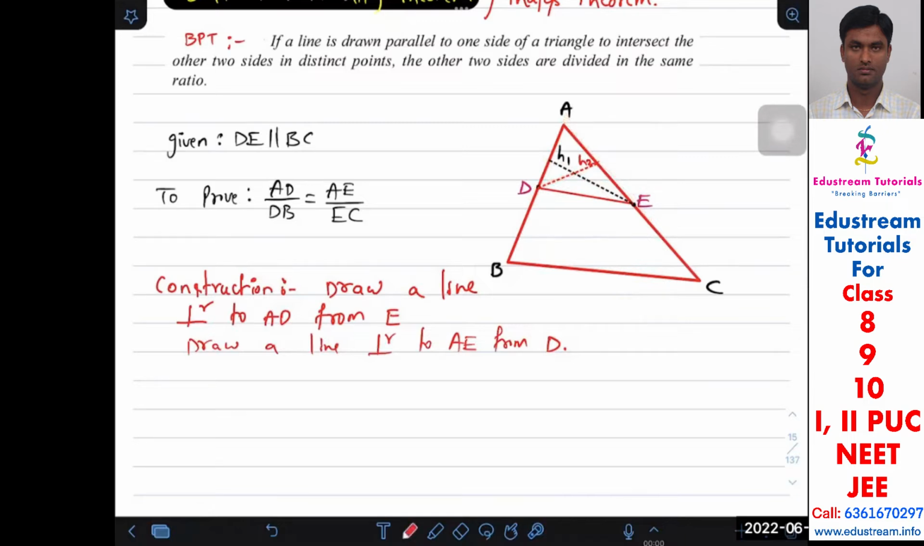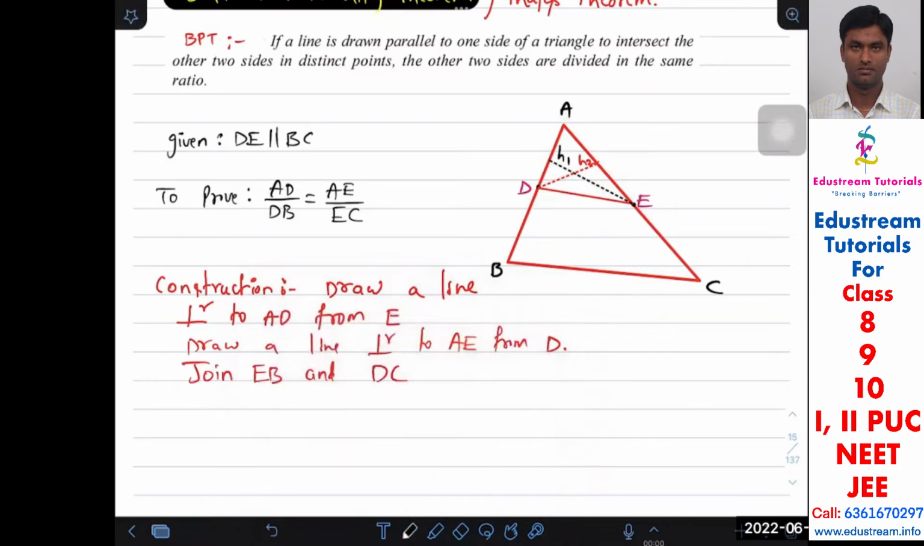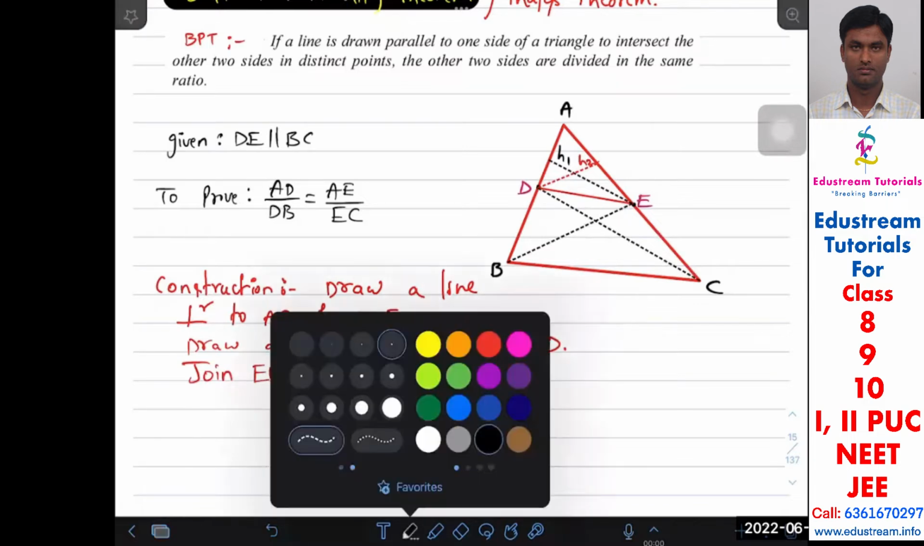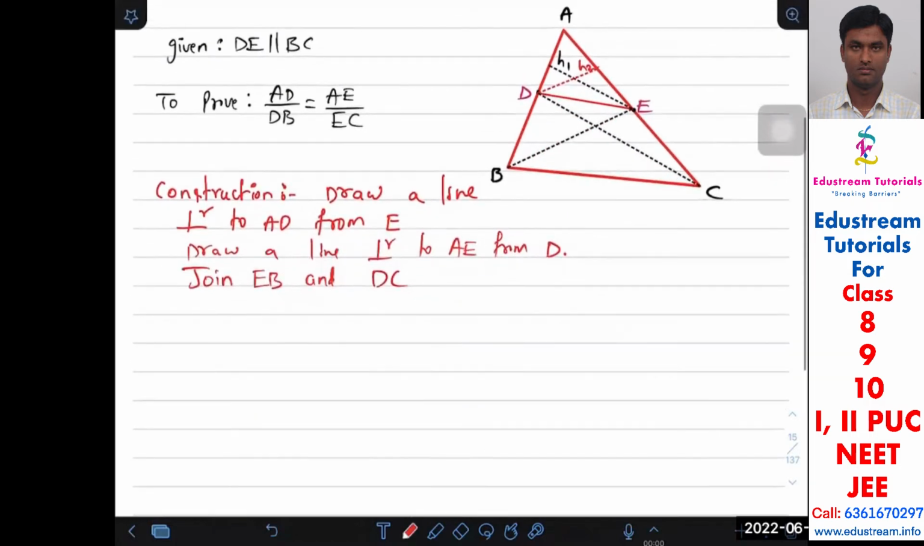And also join EB and DC. So let's join this EB and DC now. That's it. These are the constructions required. Got it? Now let's continue. Now let's start the proof. What is required to prove? We have to prove this. See how it is done.